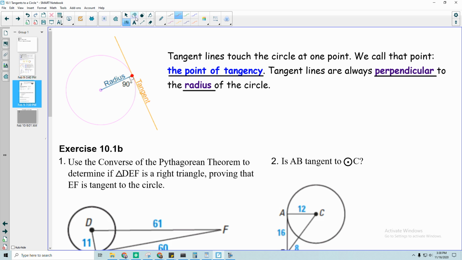So let's back up and look at what that means. That point right there is the point of tangency. It's where my tangent line is hitting that circle one time. Tangent lines are always perpendicular. Perpendicular means intersecting at 90 degrees. I'll just write perp for perpendicular, to the radius of the circle. So when the radius and the tangent line intersect, they should always make a 90-degree angle. We'll look more at how we can do problems with that idea in future lessons.